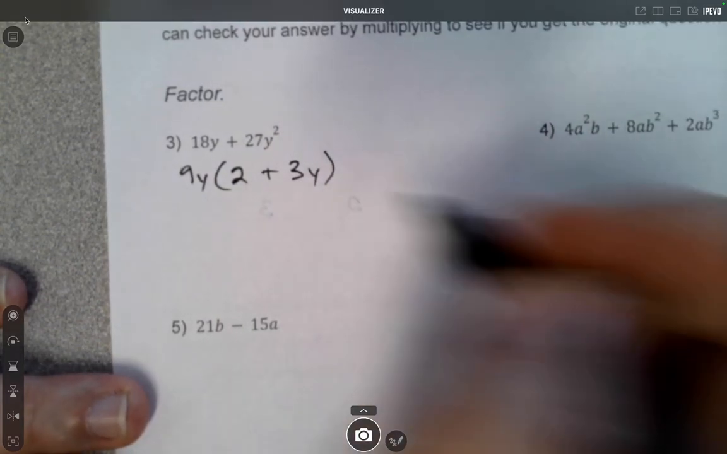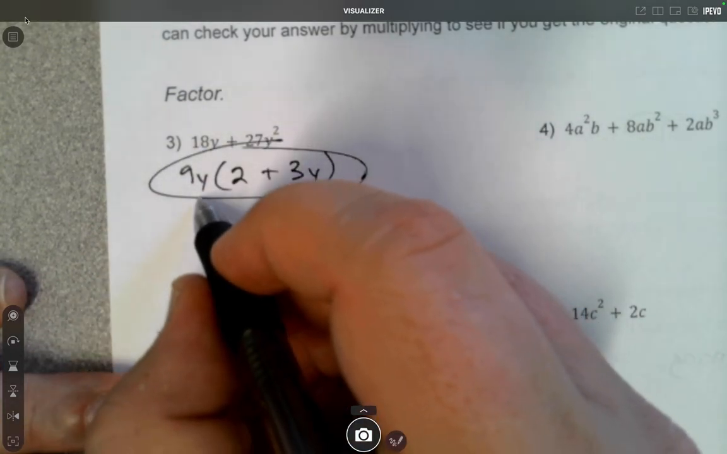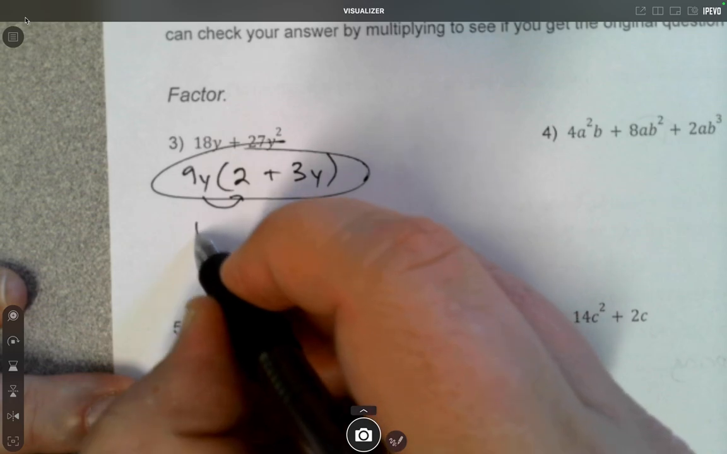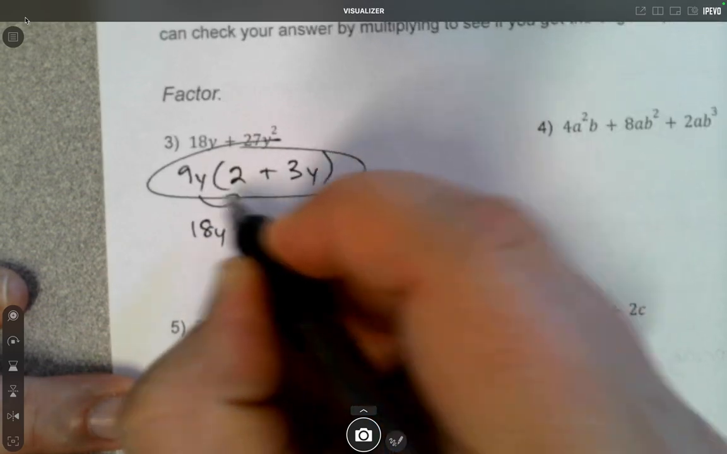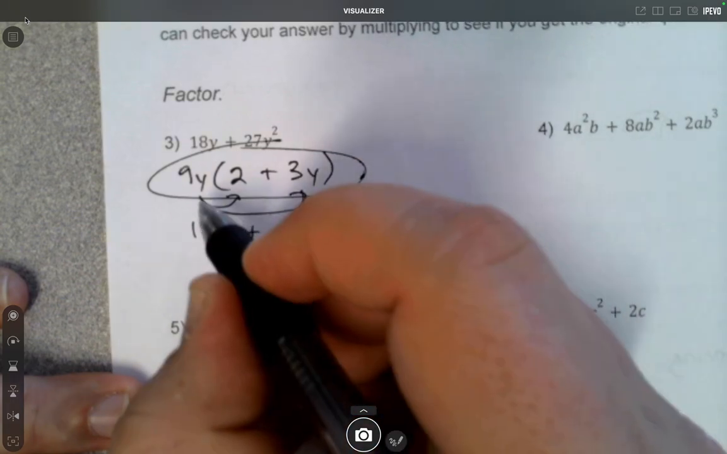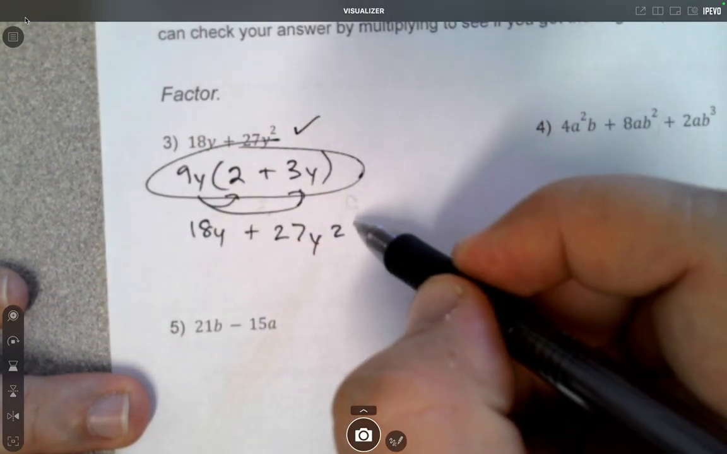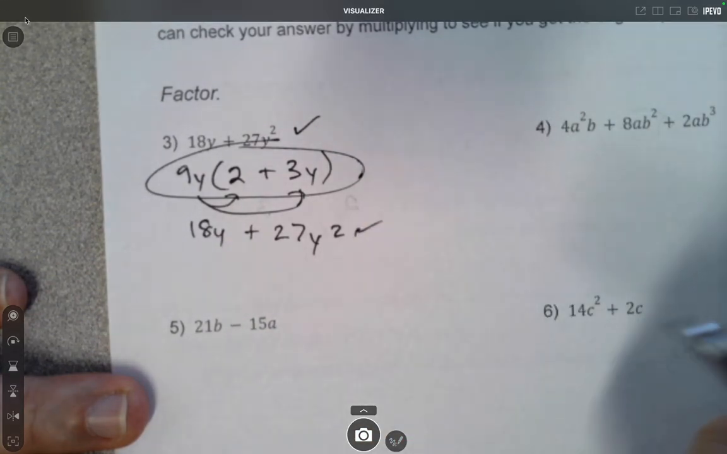So I'll show you on this one. Now this is our answer. You can check your answer by distributing. You can say, all right, 9y times 2 is 18y, plus 9y times 3. 9 times 3 is 27. Y times y is y squared. And look, that matches that. So that proves we did it the right way.